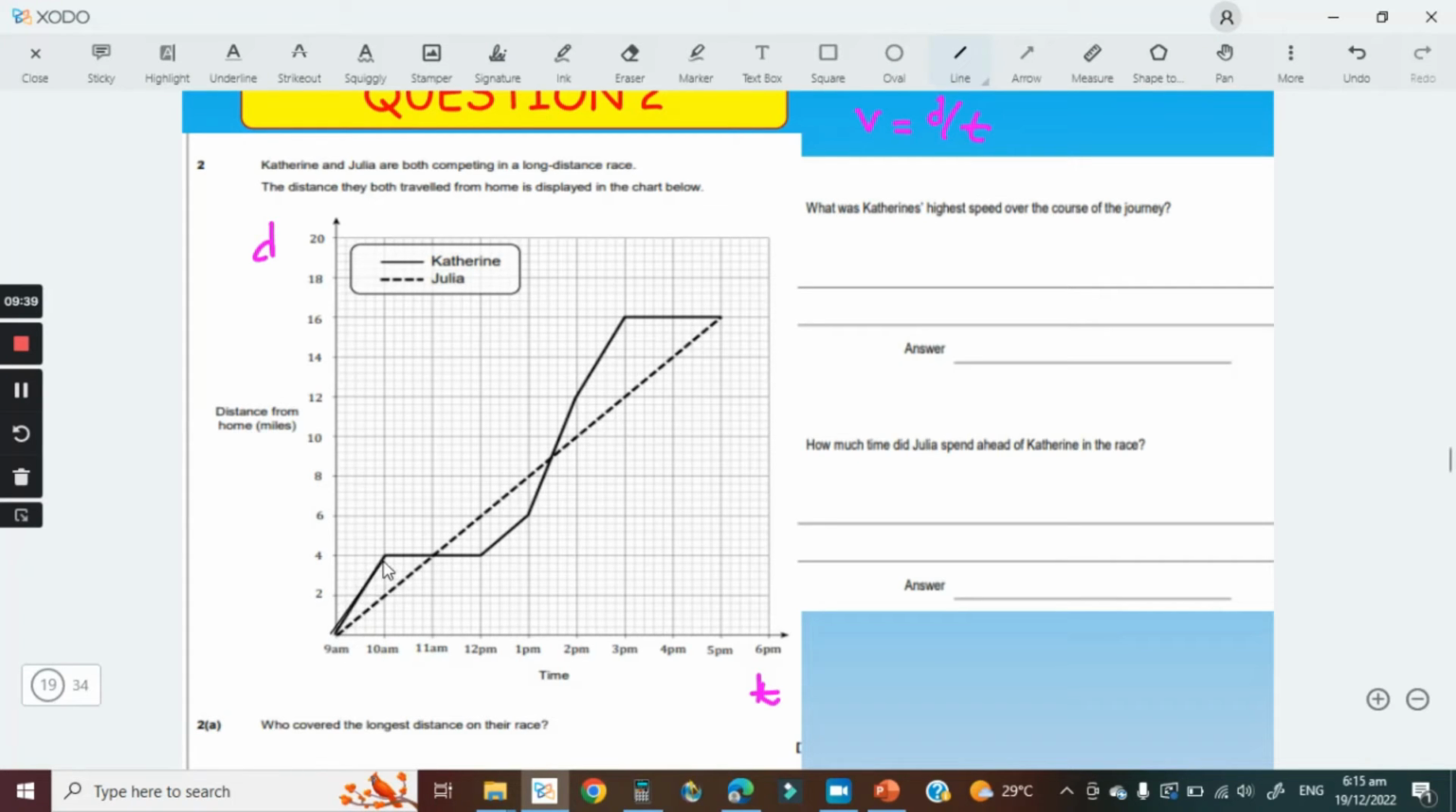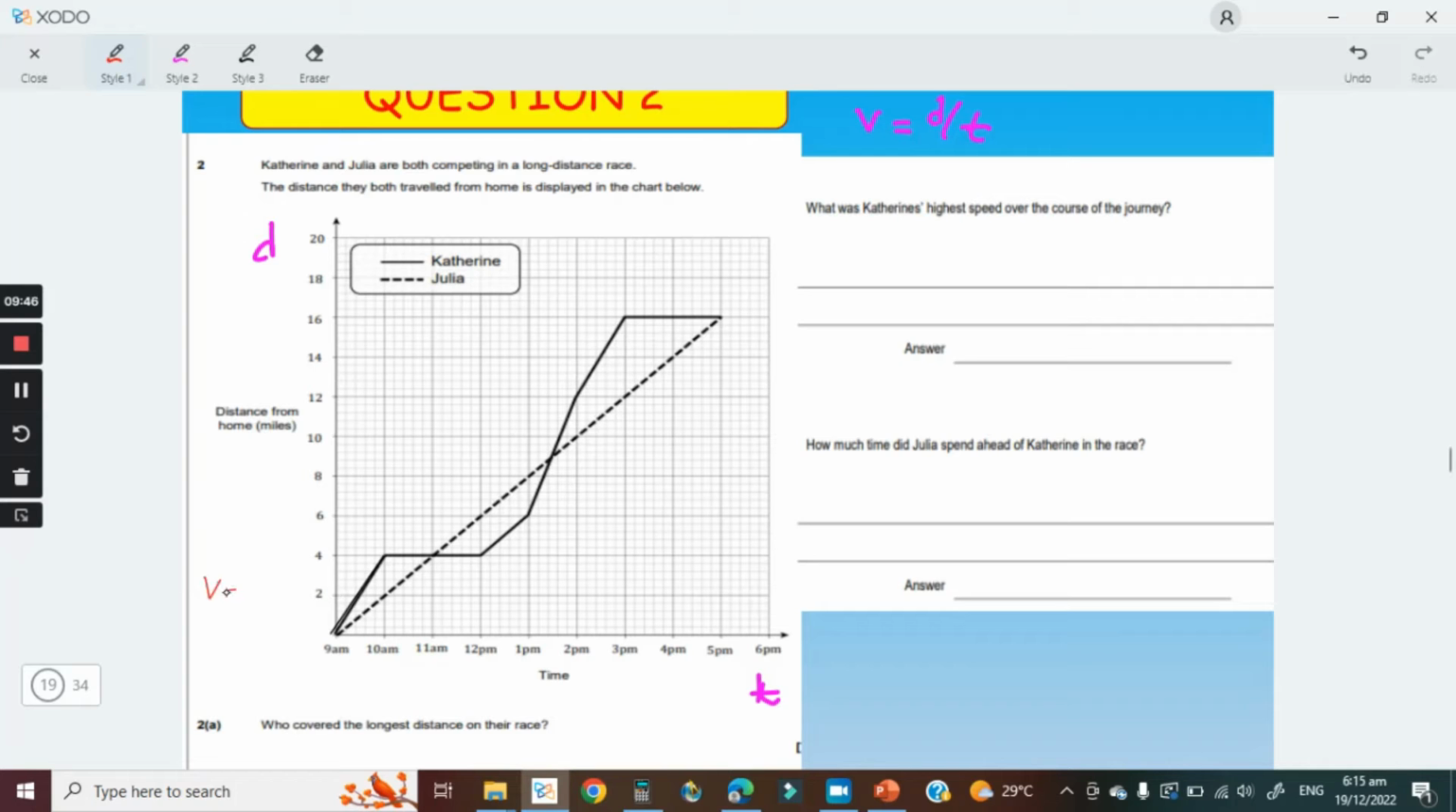Notice right here, the gradient for Catherine would be what? Alright, so right here, if you were to find the gradient, you will realize that the gradient would give us the speed. So this portion, the speed would be 4 miles over 1 hour. So for this part, the first hour, she's traveling at 4 miles per hour, right? Now, right here, when it's a horizontal line, her speed is what? 0. So she's not moving, the speed is 0. Now, going up now, 2 miles per hour, right? So we notice that this is 6, this is 4. So the gradient would be 6 minus 4 over 1. So right here, her speed is 2 miles per hour.